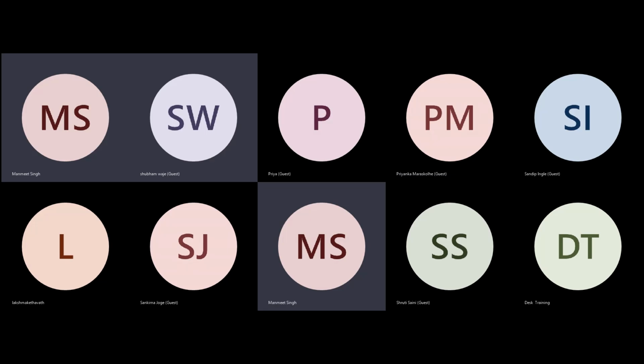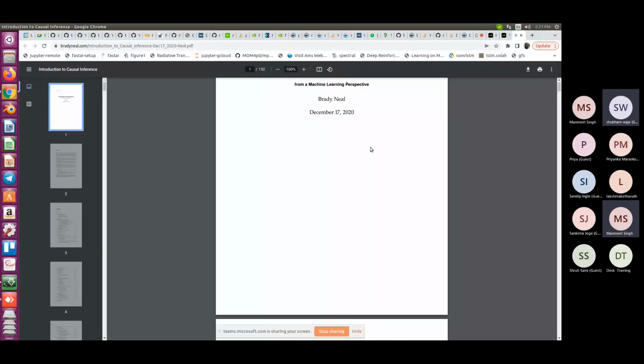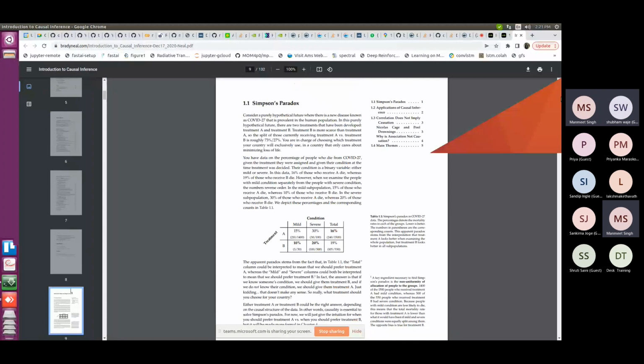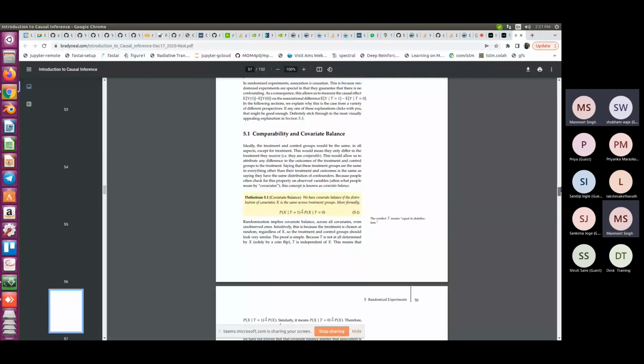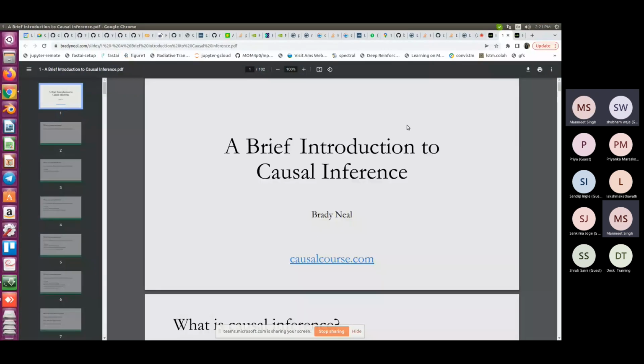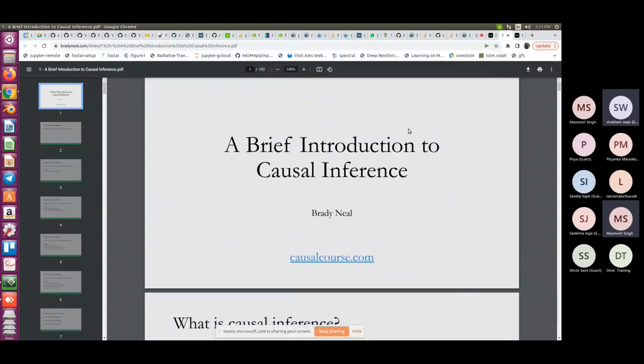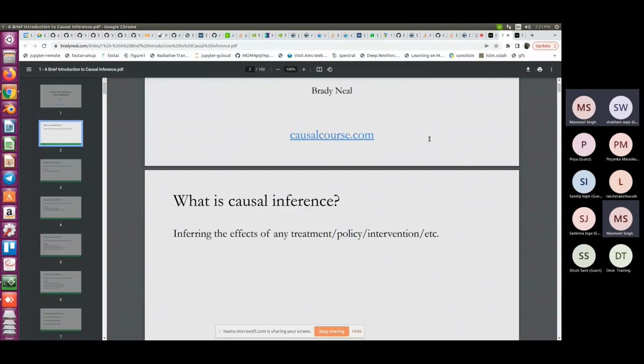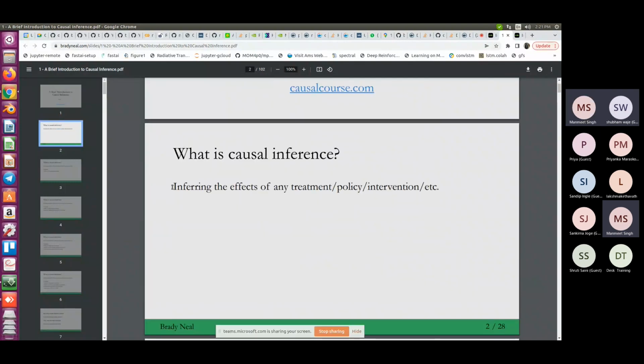Introduction to Causal Inference from a Machine Learning Perspective. So you can go through this book later on, but we will be talking about these slides, the course. So causal inference is basically inferring the effects of any treatment or policy or intervention.